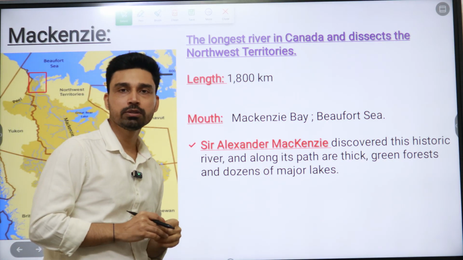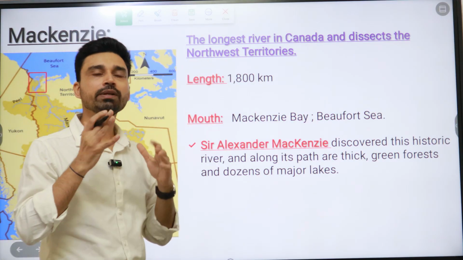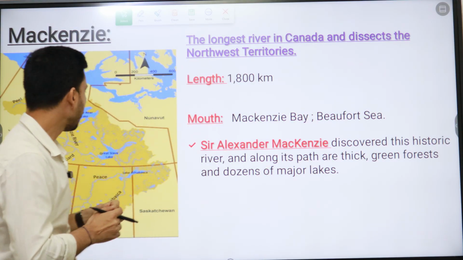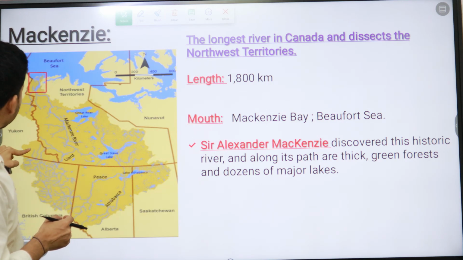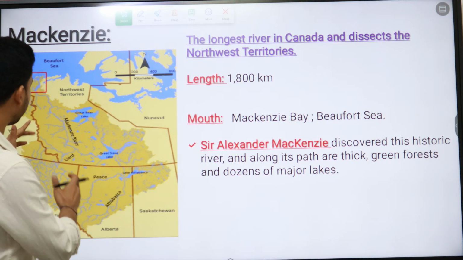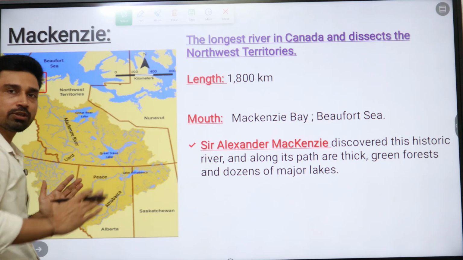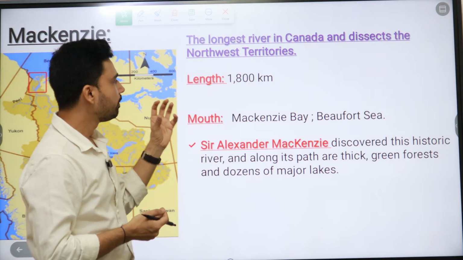Another river is the Mackenzie River. Mackenzie is important because it is the longest river in Canada, and it dissects the Northwest Territories of Canada. Dissect means, as you can see from here, on this side you have the Northwest Territories, and on this side also you have the Northwest Territories. Somewhere in the central part of this territory, you have the flow of this river. Length again is 1,800 kilometers.